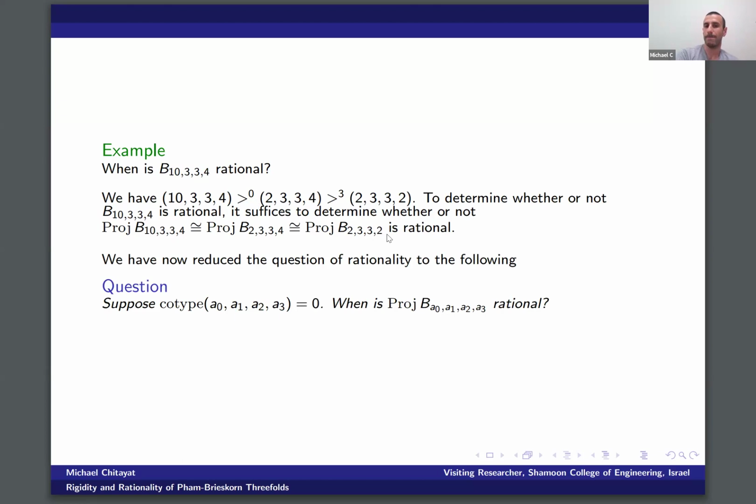Suppose the cotype is 0, when is the Proj of this ring rational? So any questions about the reduction here?